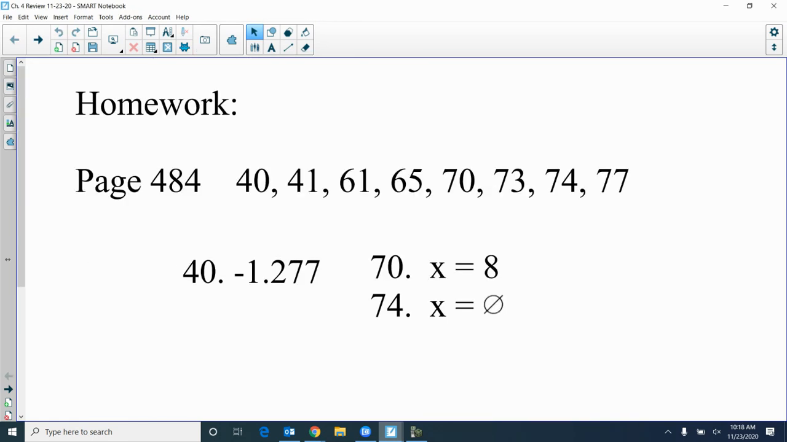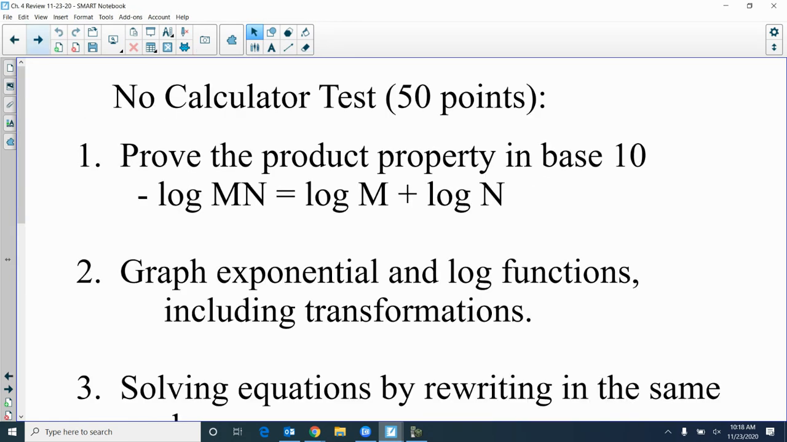All right, just a little bit of an outline. Both parts will be 50 points. I'm just going to give you the background here, and I will go through a few here. Prove the product property in base 10. I promised you that. I want to deliver on my promise. Okay, I'll put that on there.